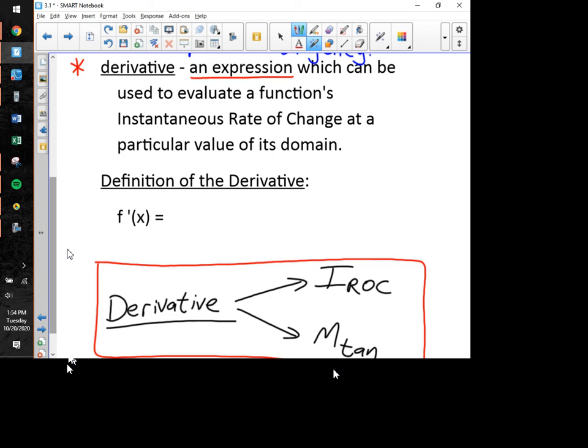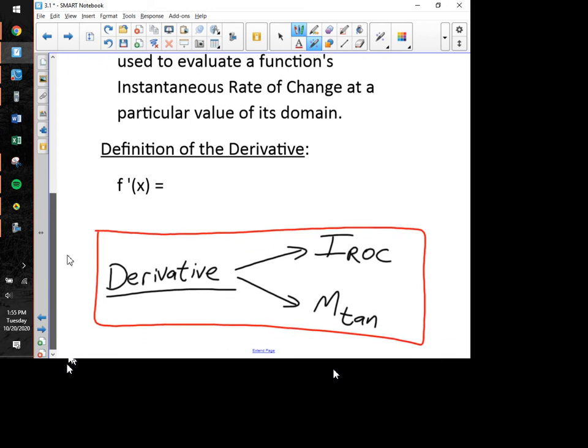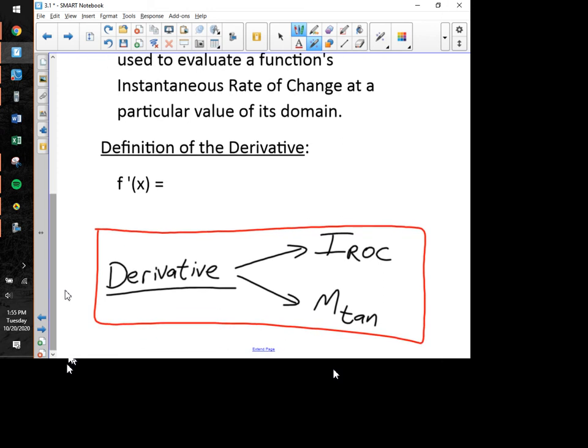So a derivative is an expression which can be used to evaluate a function's instantaneous rate of change at a particular value of its domain. So what I think is really important right there, guys, is that we're not saying that the derivative is the instantaneous rate of change. We're saying that the derivative can be used to find the instantaneous rate of change. And that's why, let me skip over this spot for definition down to this magical diagram that I drew down here at the bottom. You're welcome, everybody.